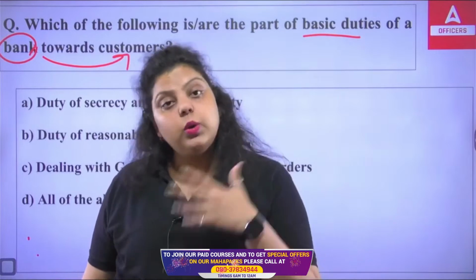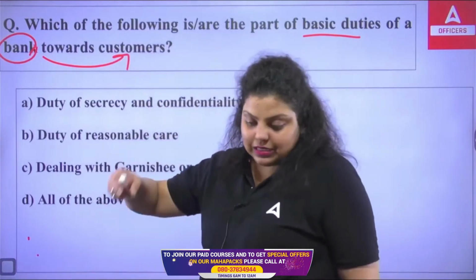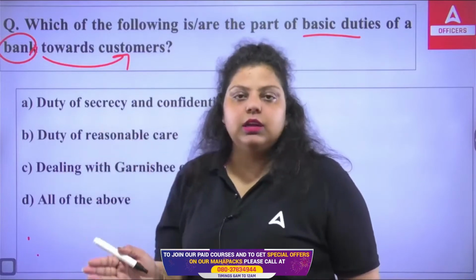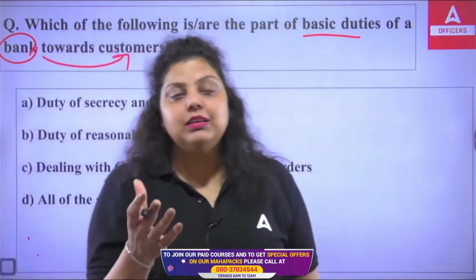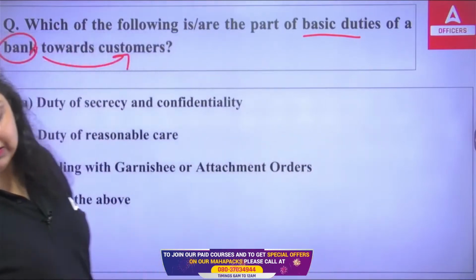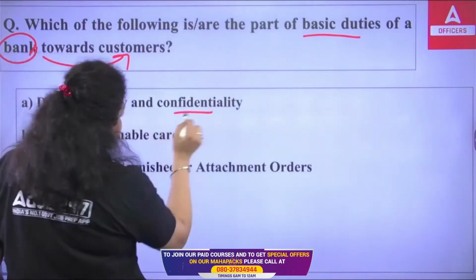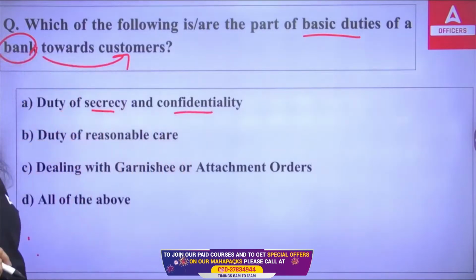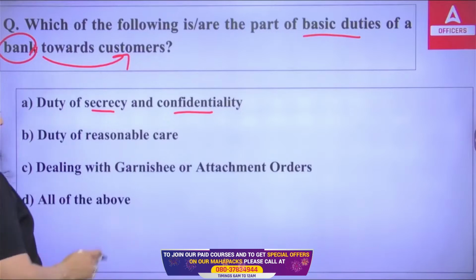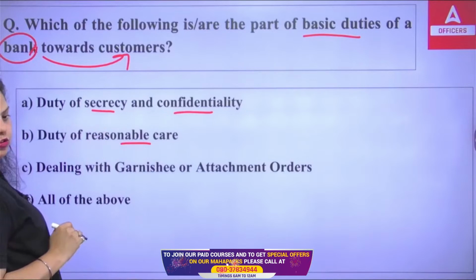In that situation, you have to share the information of the customer. So after certain exceptional cases, in case of legality formalities, you have to share the information about the customer, otherwise no. So this is actually the duty of a bank of secrecy and confidentiality about the customer information. Okay, now duty of reasonable care, obviously this is also a duty of a bank to have reasonable care in context to the customer.